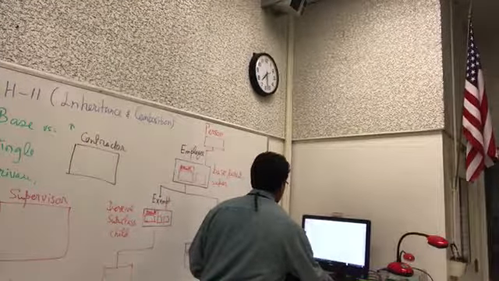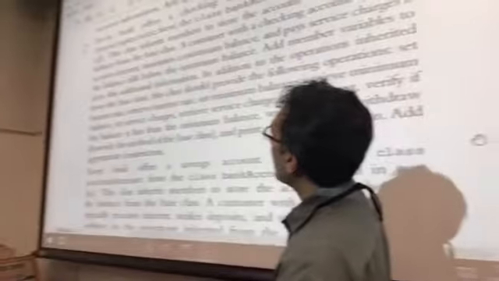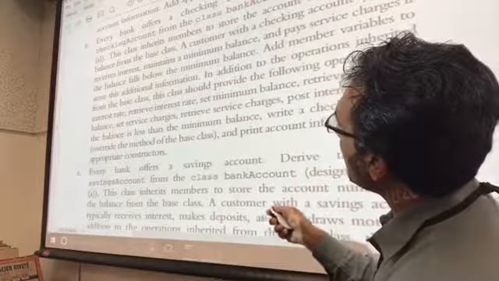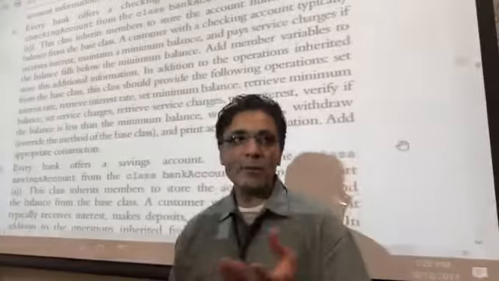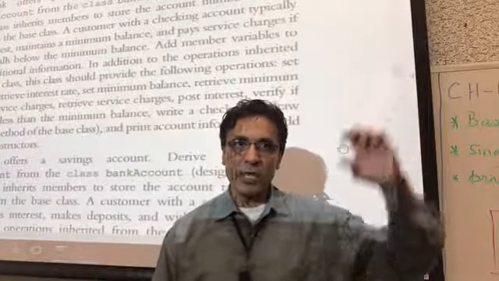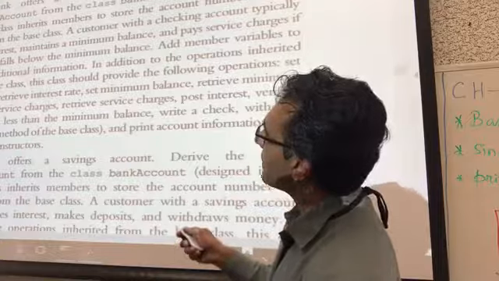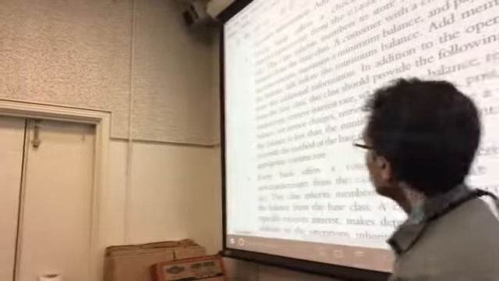Now in the second part, part B, on page 810, it says every bank offers different types of accounts. A checking account, and hopefully I can highlight it here. Derive the class checking account from the class bank account, designing in part A. So basically that will be your derived class from the bank account. This class inherits members to store the account number and the balance from the base class. What exactly are we inheriting? We are inheriting the account number and the balance.